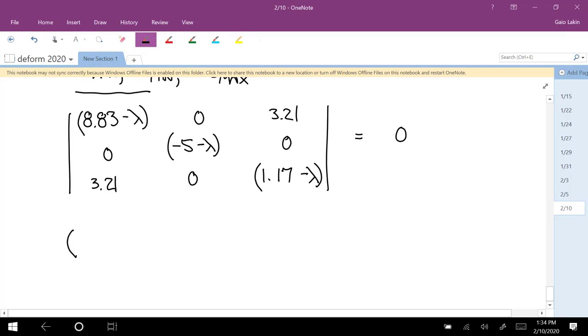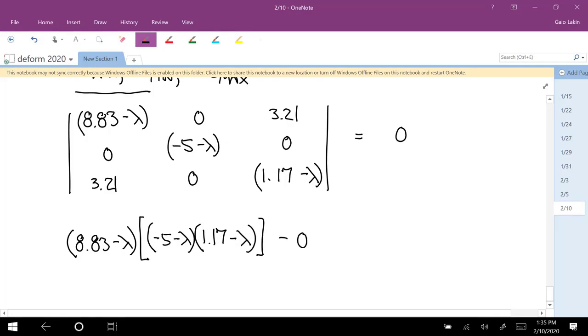So this gives us the polynomial 8.83 minus lambda times negative 5 minus lambda times 1.17 minus lambda minus 0 plus 3.21 times 0 minus 3.21 times negative 5 minus lambda, and all this is equal to 0.